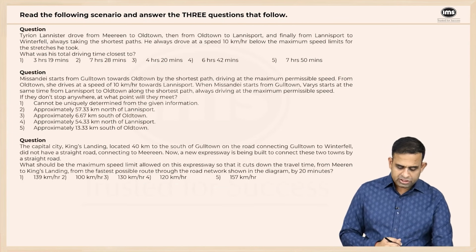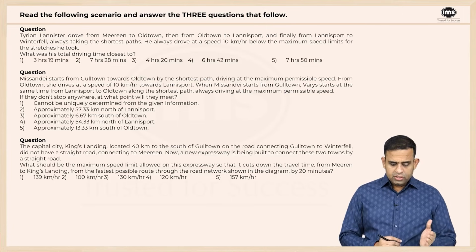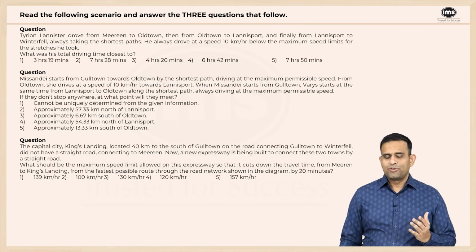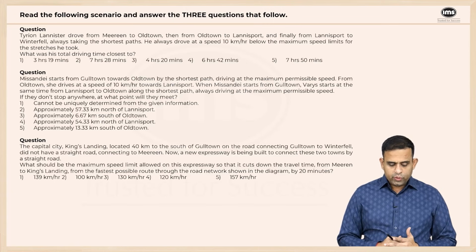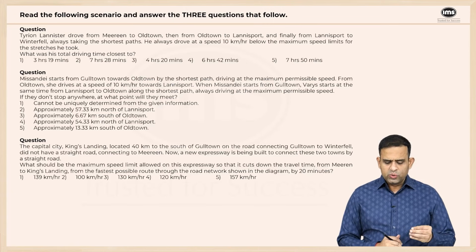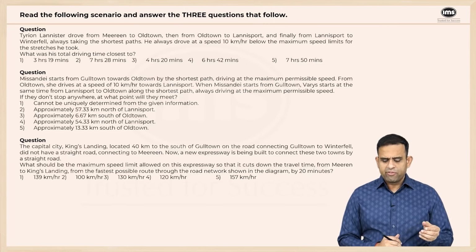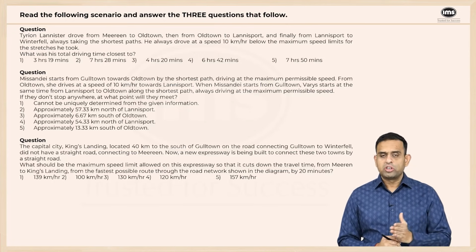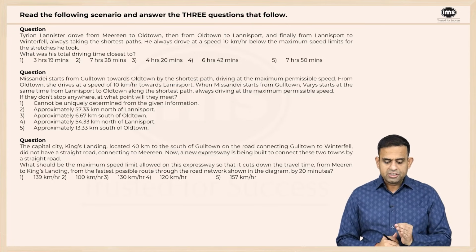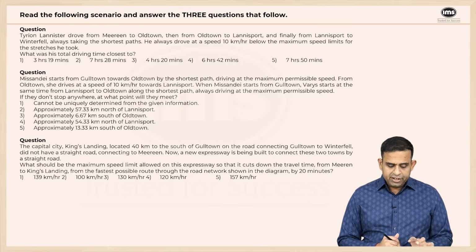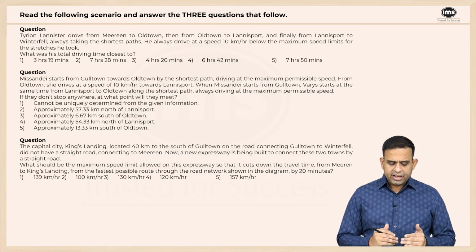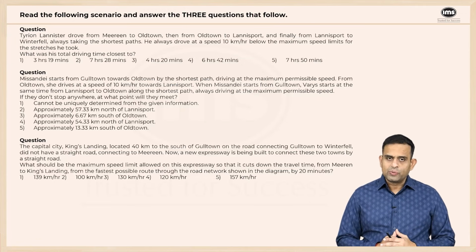Let us also look at the questions which are given to us. They have given the name of a character from a series called Game of Thrones. So Lannister drove from Marine to Old Town, then from Old Town to Lannisport, finally from Lannisport to Winterfell, taking the shortest path. He drove at a speed of 10 kmph below the max speed for the stretches he took. So he is not traveling at the same speed. What was his total driving time closest to? And then again, two more questions are given to us.